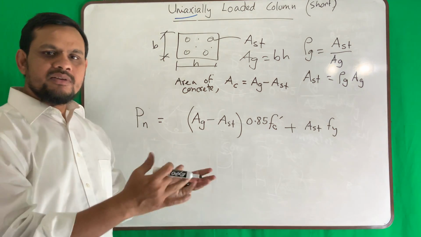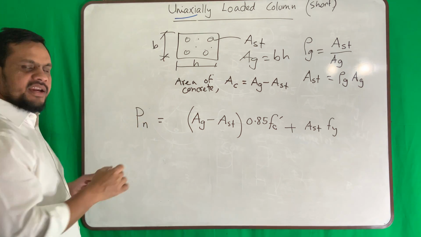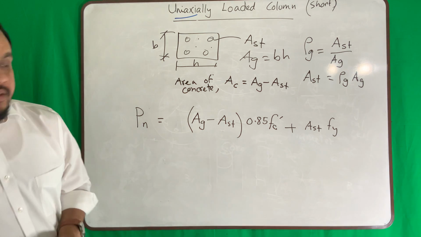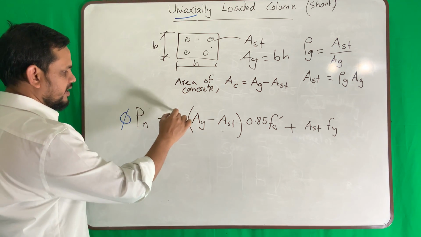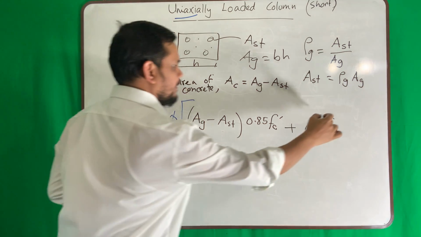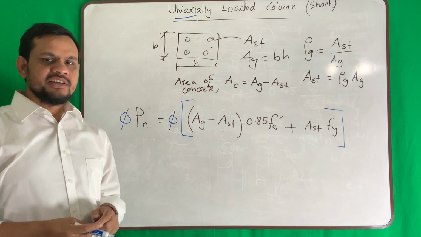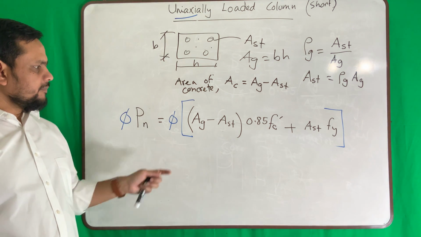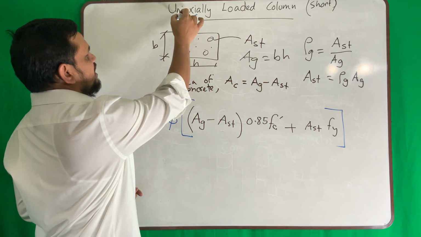Now this is theoretical. To make it design, we need to multiply some factor, strength reduction factor. If we multiply here, this equation can be considered design equation. But again, what is this? Strength reduction factor, and then what we are doing are uniaxially loaded.